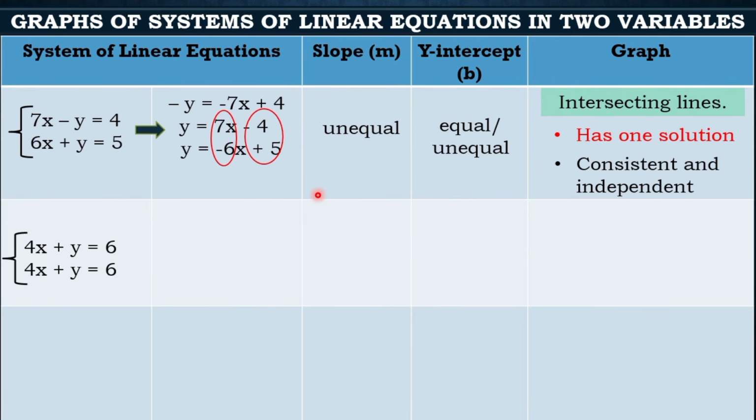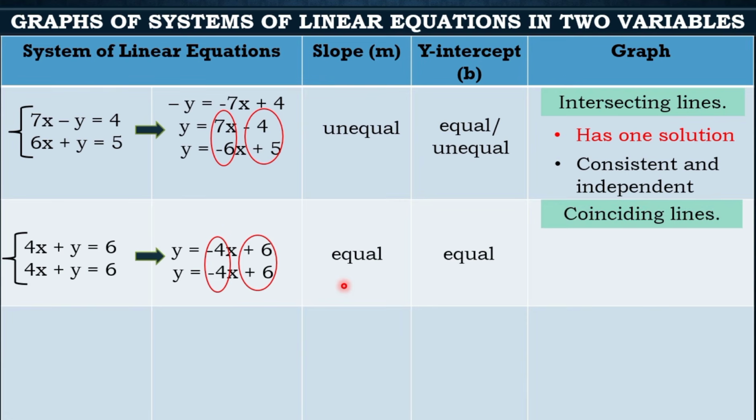Okay, let's have another. So, i-rewrite natin siya as slope-intercept. Okay. Compare natin yung slope niya. Ang slope niya is equal, pareho. Ang y-intercept niya ay equal din, pareho. So, ano yung graph ng lines na pareho lahat, yung same line? Okay, that is coinciding lines.